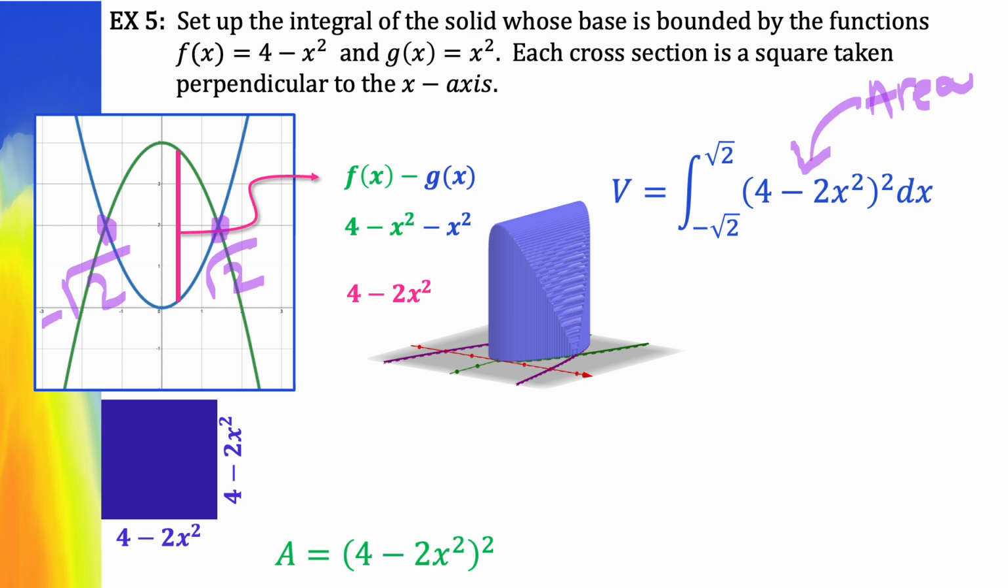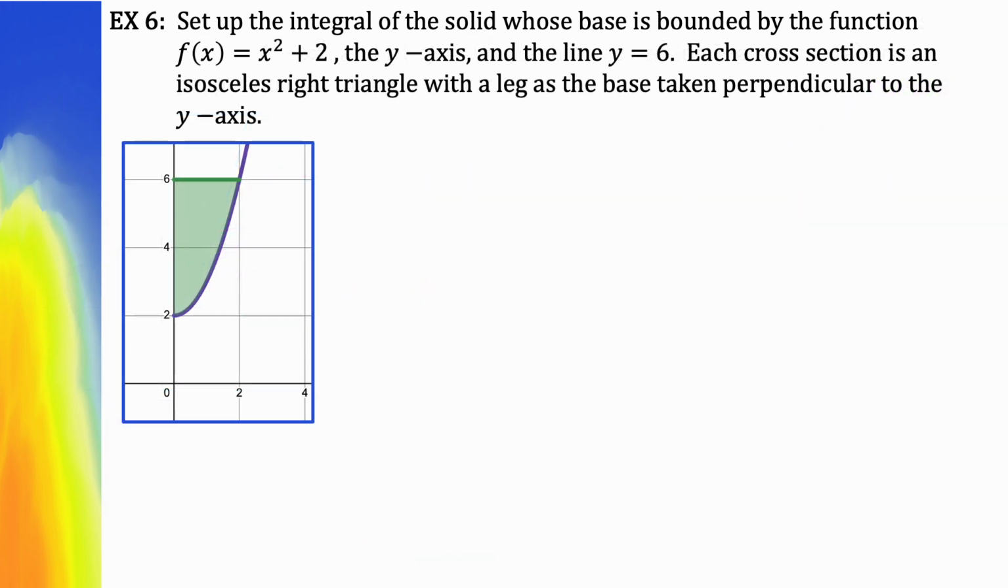Okay, last one, and of course we've got to add a new dimension to this. Set up the integral of the solid whose base is bounded by the function y equals x squared plus 2, the y-axis, and the line y equals 6. Each cross section is an isosceles right triangle with the leg as the base. We've done that before. Taken perpendicular to the y-axis. That's what's different on that.